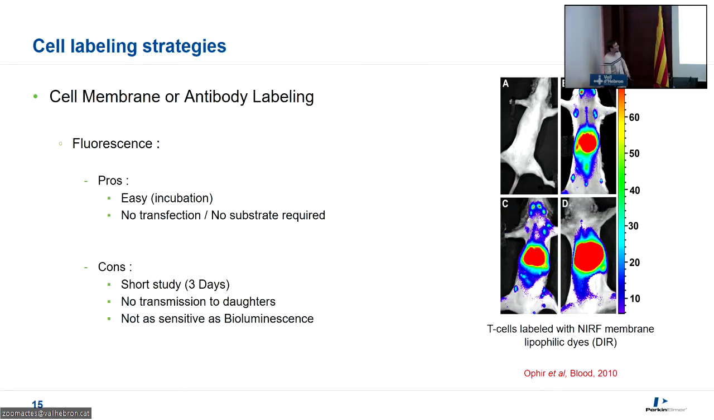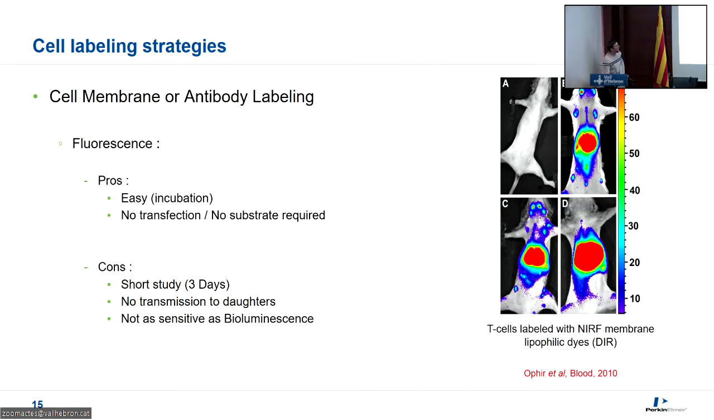But the concern is mainly on how long you can follow your cells, because you cannot follow the cells for more than 3 days. So 3 days is really the maximum. After that, you don't really know what you are following. Is it the macrophages that have degraded the cells that were dead? Well, we don't really know what the fluorescence is associated to. So there is no transmission to the daughters. So you will also see a kind of dilution of the signal over the divisions. And it's definitely not as sensitive as bioluminescence. But you can get good results.